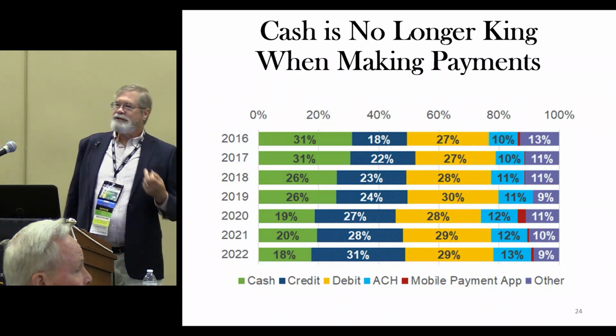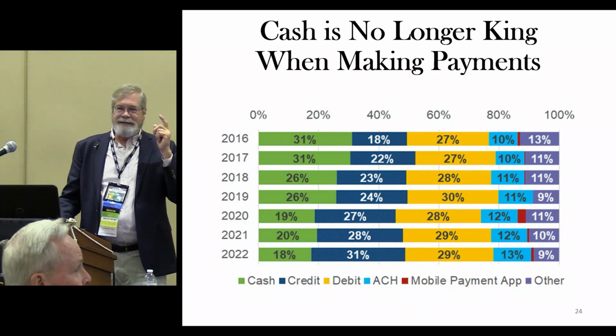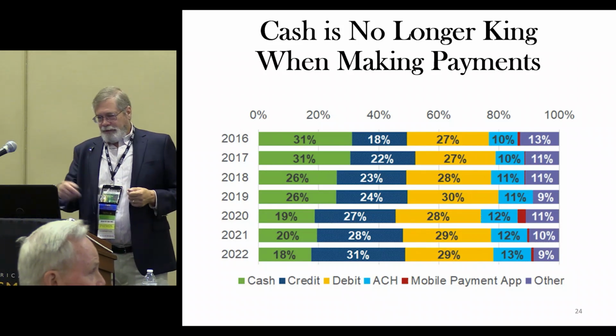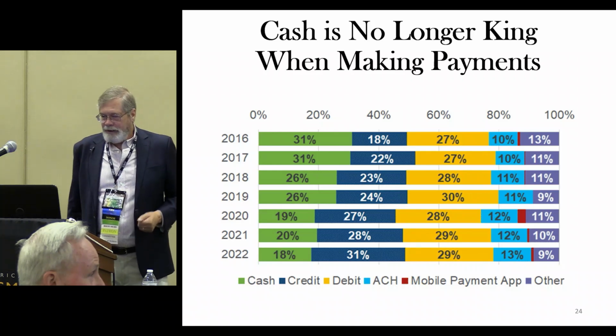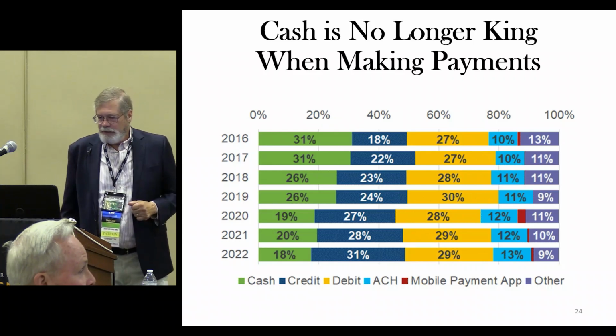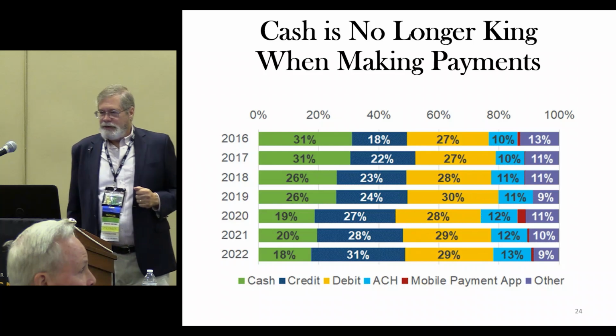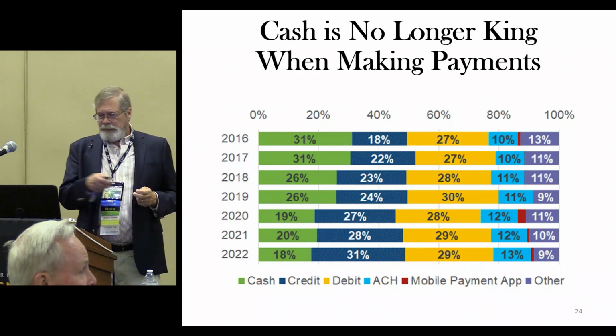In 2022, it was 31%, exactly flipped between the two. So the other things, debit cards, again, the yellow one, they've been pretty consistent, 27, 28, 29%. Again, don't use debit cards if you can help it.